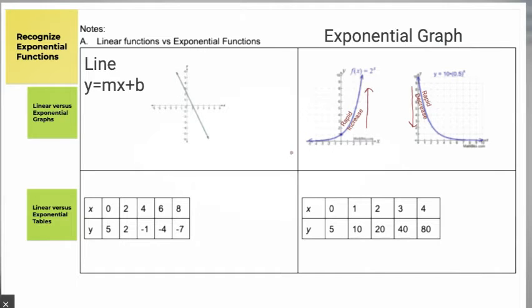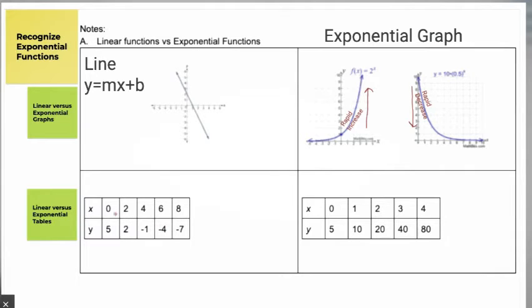You can see the shape of the graph is that it starts out kind of slow, kind of flat, and then all of a sudden it has this rapid increase going up, up, up. Or this other one has a rapid decrease going super fast, falling so far, and then it kind of levels out and flattens. This is an exponential graph. Now, what about the linear versus exponential tables?